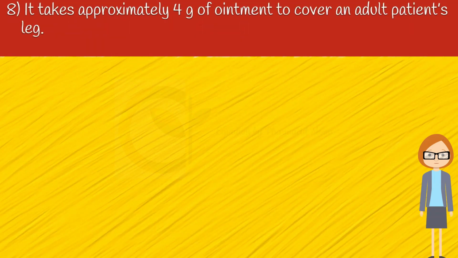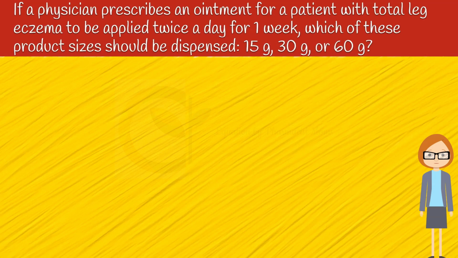Question 8. It takes approximately 4 grams of ointment to cover an adult patient's leg. If a physician prescribes an ointment for a patient with total leg eczema to be applied twice a day for 1 week, which of these product sizes should be dispensed, 15 grams, 30 grams, or 60 grams? To determine this, we need to calculate the total amount of ointment required for the treatment.